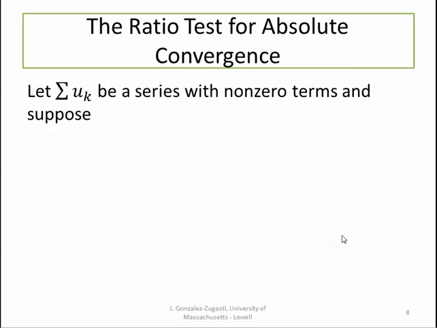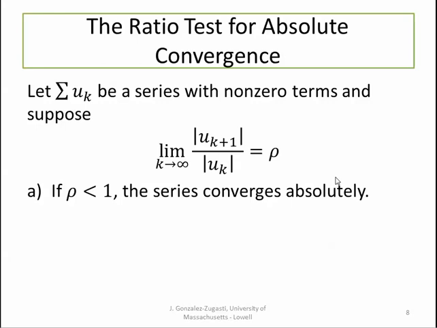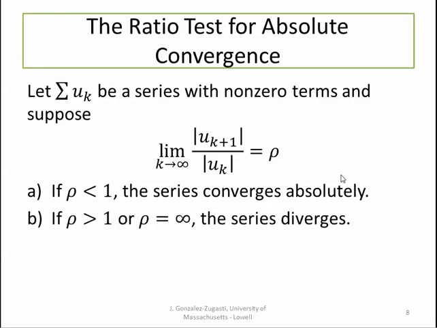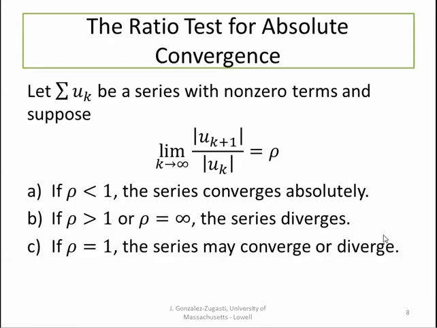So here's a nice test. It's called the ratio test for absolute convergence, but really it's just your ratio test taken on the absolute values of each of your terms. What the ratio test for absolute convergence says is suppose you have a series with non-zero terms. And suppose the limit as k goes to infinity of the ratio of your k plus first term over your kth term, in absolute value, is equal to rho. If rho is less than 1, the series converges absolutely. If rho is greater than 1 or infinity, the series diverges. And if rho is equal to 1, we don't know. The series might converge or it might diverge.